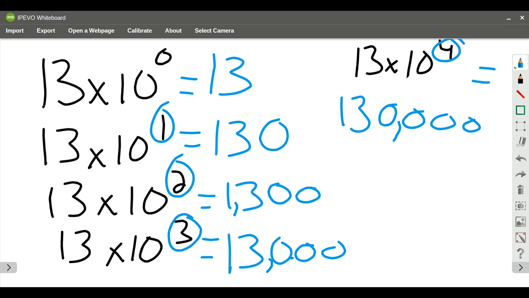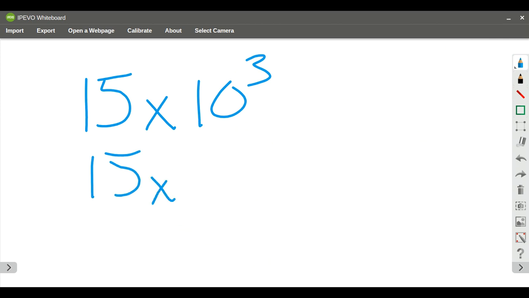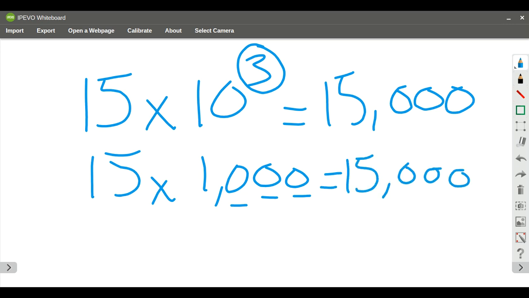So again, when I'm multiplying numbers by powers of 10, I'm either going to use the exponent to tell me how many zeros to put behind my original number, or I'm going to use the place value itself. So we'll do one more example. So if I have 15 times 10 to the 3rd power, or 15 times 1,000, here the 3 tells me how many zeros to put. So I just need to look at the 3, and then I just need to write 1, 2, 3. On this one, when I multiply by the place value, I need to count. So I have 1, 2, 3. That means I need to put 3 zeros after the 15 for 1, 2, 3.